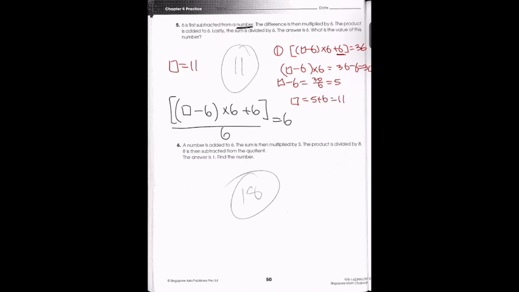Now let's take a look at problem number 6. Again, I'll be giving you guys about 3 minutes to solve this question, and then I'll go over the solution with you guys.